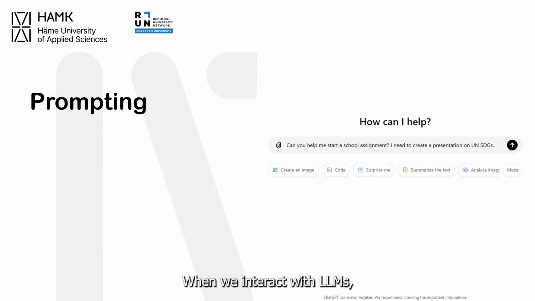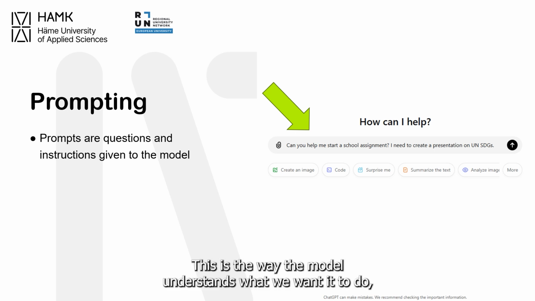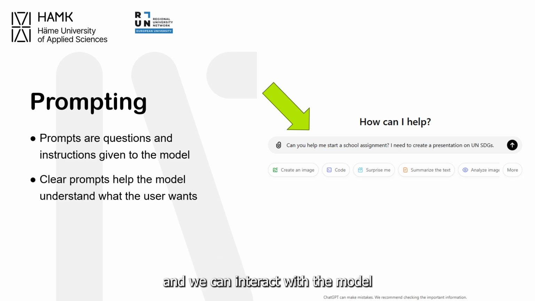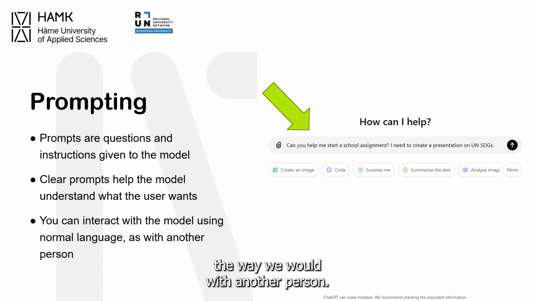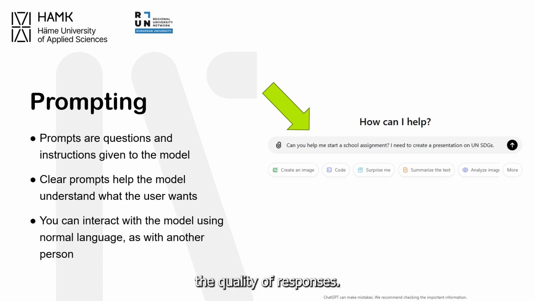When we interact with LLMs, we do so through something called prompting. A prompt is just an input, usually in the form of a question or instruction. This is the way the model understands what we want it to do, and we can interact with the model the way we would with another person. The way we structure these prompts can greatly influence the quality of responses. Effective prompting can make a huge difference in how accurate and useful the output is.